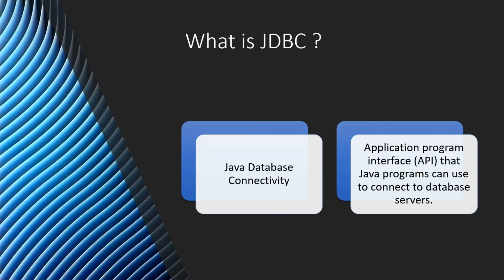First of all, let's look at how the book defines JDBC. It stands for Java Database Connectivity, which is an API between the Java program and the database. It's the missing link between your application, which is usually in Java, and the database.